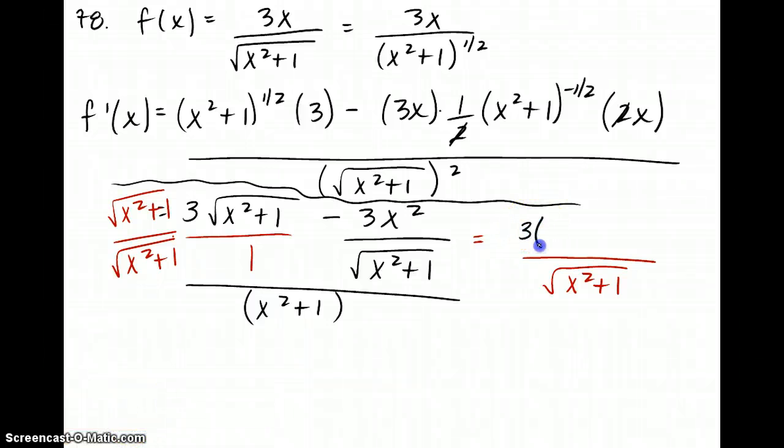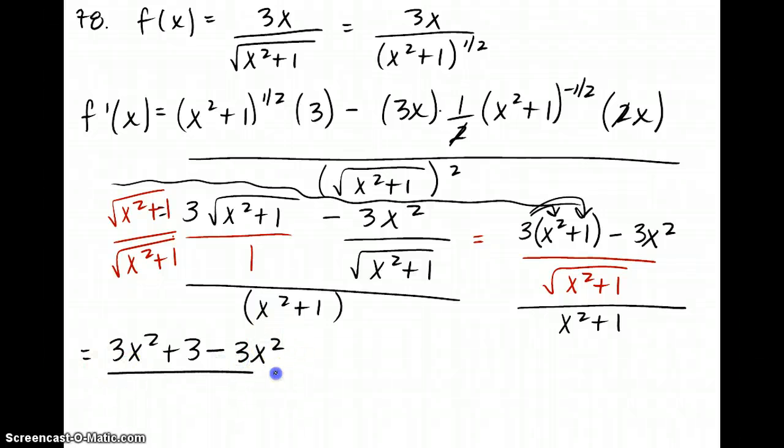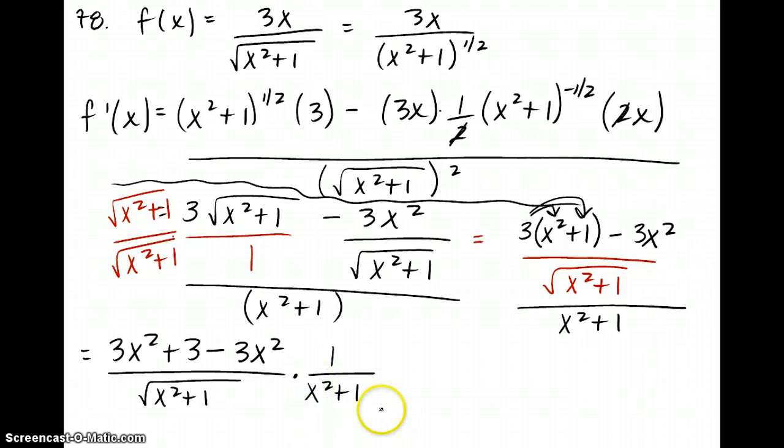So multiplying this first fraction by square root of x squared plus 1. So I have 3 square root of anything times itself. They undo each other. Minus 3x squared, because the second fraction didn't need a common denominator. Still divided by x squared plus 1. Okay, so let's think about distributing that 3. 3x squared plus 3 minus 3x squared, all divided by square root of x squared plus 1. And now for the denominator, dividing by x squared plus 1 is the same as multiplying by 1 over x squared plus 1. These cancel.